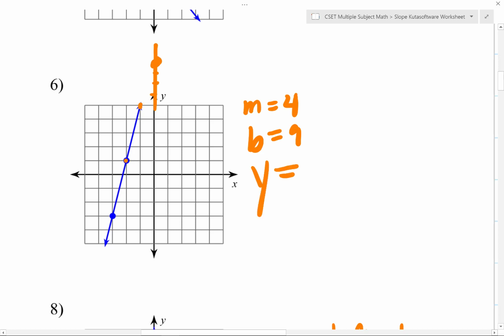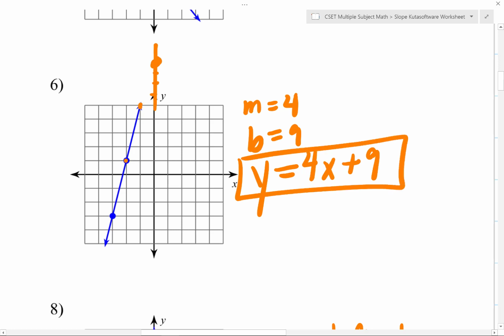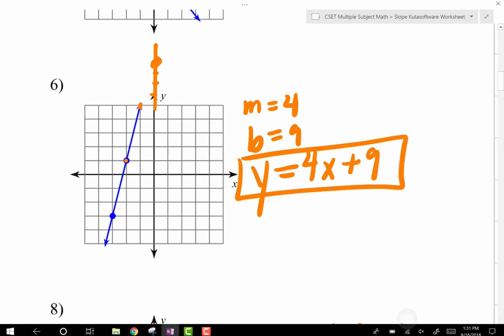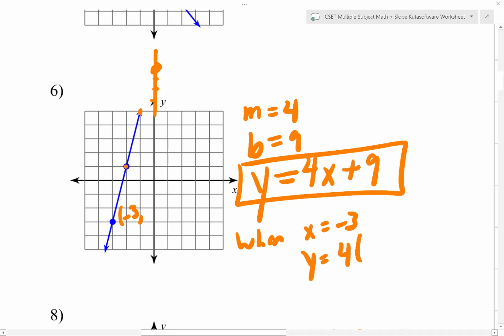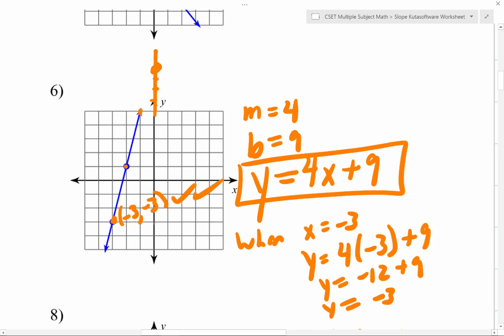So now our equation is y equals mx plus b. We can check it real quick. So let's say we want to check, hey, when x is, this point here looks nice, right? That's the point -3. So when x is -3, the y would equal 4 times -3 plus 9. So the y should equal negative 12 plus 9. So the y should also equal negative 3. Does the y value equal negative 3 at that point? Yes, it does. Our equation works. Amazing.